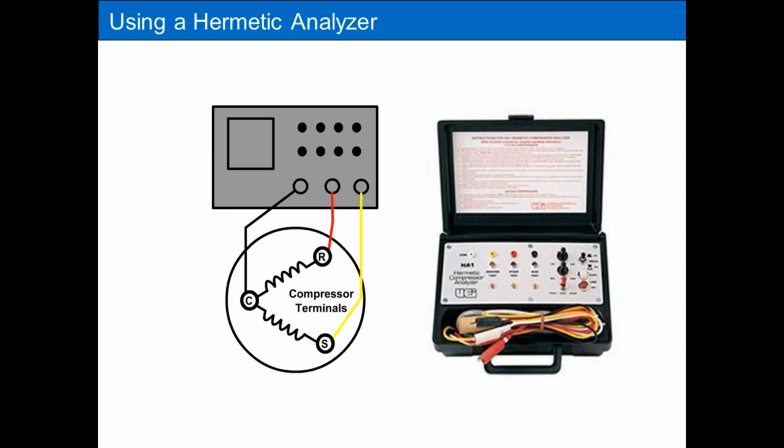You can buy a hermetic analyzer where you directly connect this analyzer to your compressor, and it becomes your starting relay, it becomes your starting capacitor, and you use that to start the compressor. If you can get the compressor to run using this hermetic analyzer, the compressor at least electrically runs. If you can't get it to electrically turn over with your analyzer, it's a bad compressor, change the compressor out.